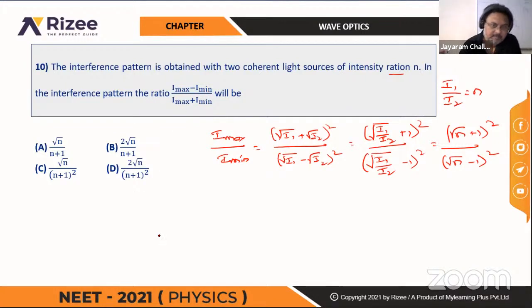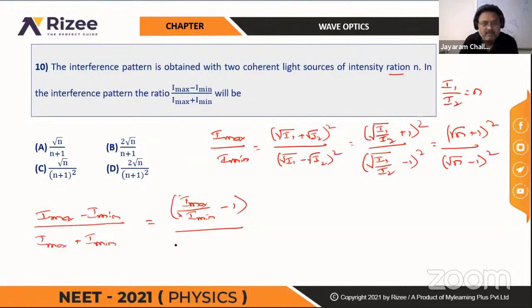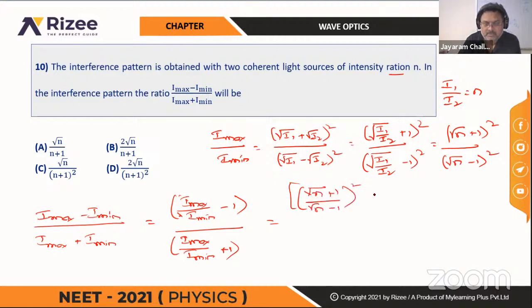Now put it in I maximum minus I minimum by I maximum plus I minimum. The same thing can be written as maximum intensity minus minimum intensity by maximum intensity plus minimum intensity. Take out I minimum common and write it in the same order. This will become I maximum by I minimum minus 1 by I maximum by I minimum plus 1. Now substitute the value of I maximum by I minimum: root n plus 1 whole square by root n minus 1 whole square minus 1, by root n plus 1 whole square by root n minus 1 whole square plus 1. This is our relationship.